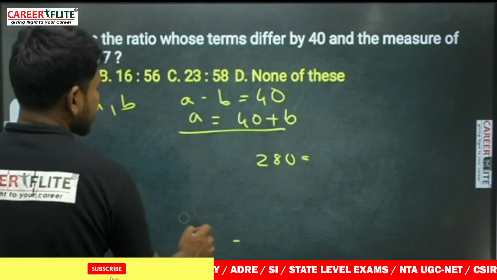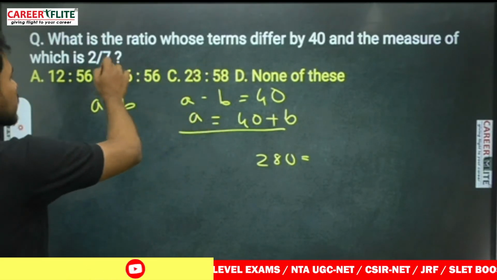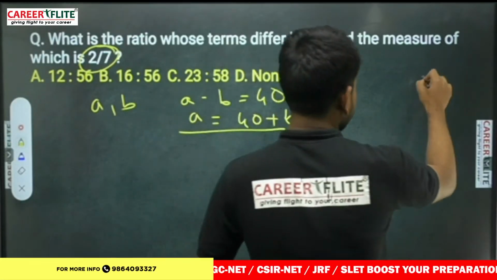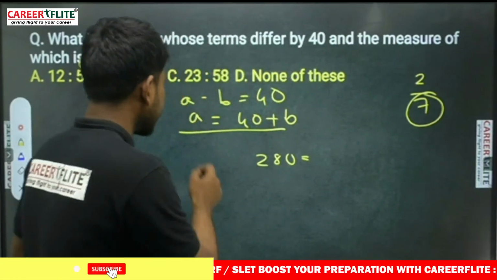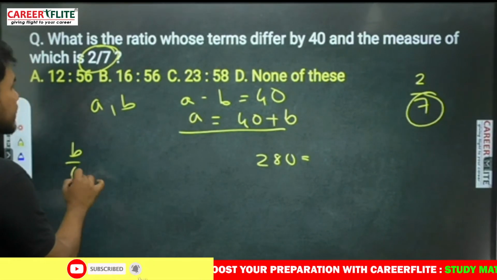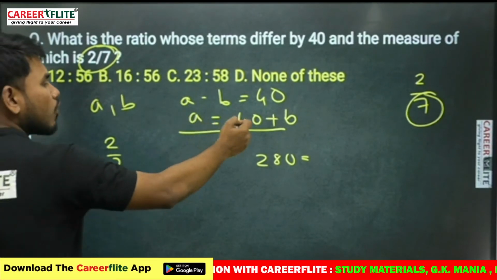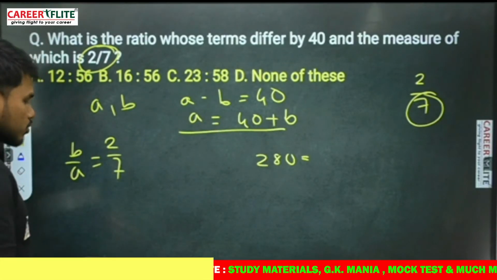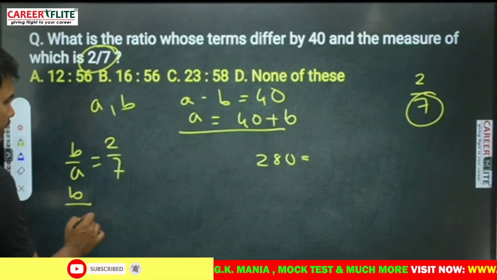We have to take the second term to be the bigger term. The ratio is given as 2 by 7, that means the denominator is more, so A will be more. That means B by A is given to be 2 by 7. If A is equal to 40 plus B, that means A is greater than B by 40, so A has to be the bigger term. So what is A? 40 plus B.